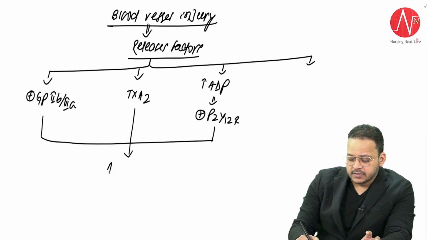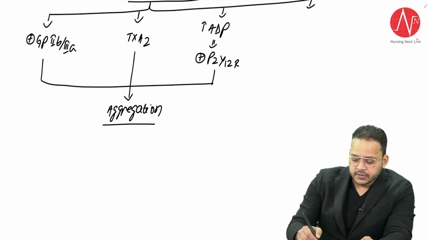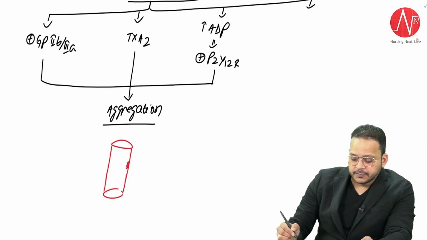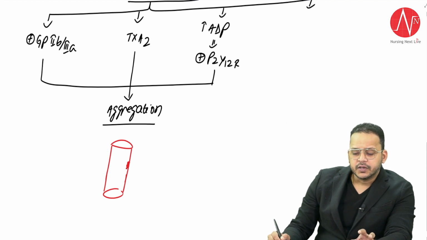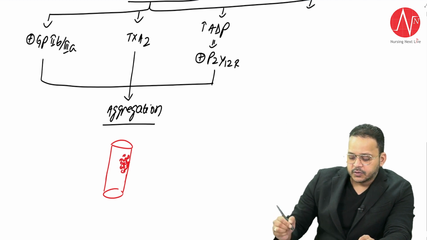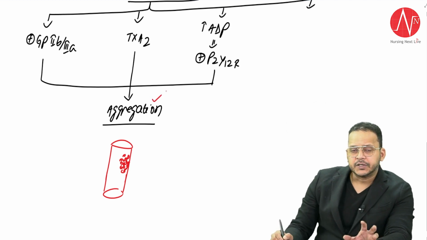And remember, these factors which are released now together cause aggregation. So these factors are responsible for aggregation. Let us suppose this is my blood vessel and this was my site of injury. So on this site of injury, what will happen? All the platelets will come and begin to aggregate here. This particular part that is happening here is called aggregation.